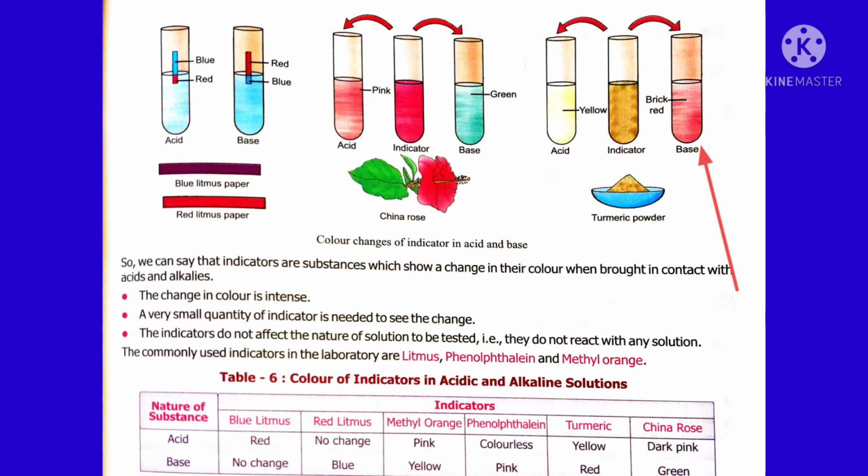What is the benefit of indicators, or what is the speciality of indicators? Indicators do not affect the solution. That means they do not affect acid and base; they don't react with acid and they don't react with the base. Litmus solution, China rose, turmeric, these are all natural indicators, extracted from plants. But some are artificial or man-made indicators, that is litmus, phenolphthalein, methyl orange, etc.